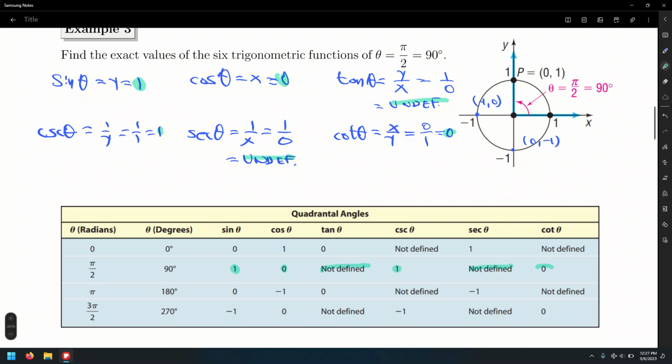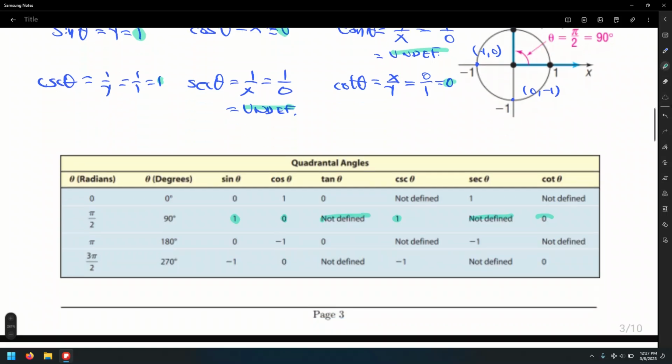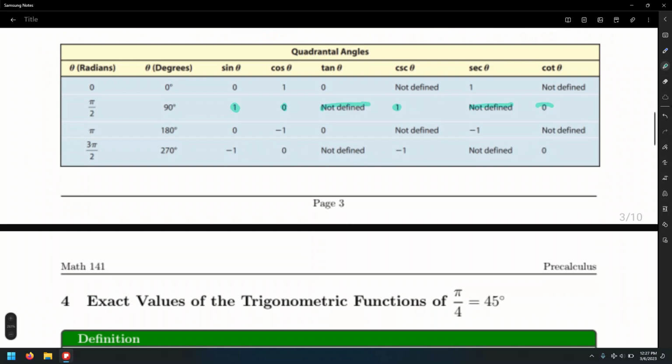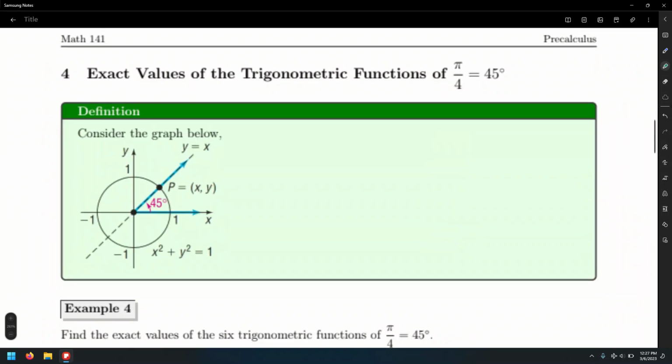And of course, you don't have to memorize these tables. After a while, once we are working with these functions in applications, or manipulating identities and equations, it will be second nature for you to come up with these values off the top of your head. You'll see. All right, so that's for quadrantal angles.